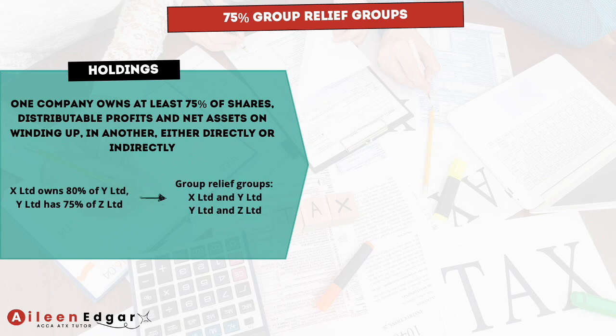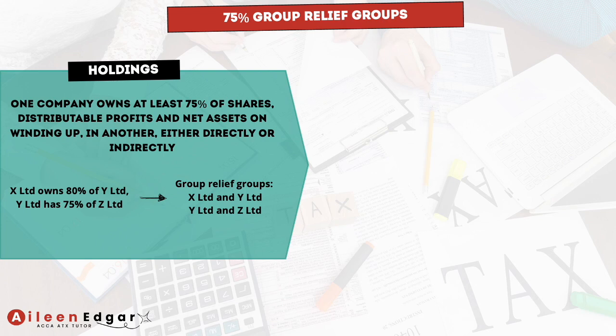For sub-subsidiaries to be in a group, the parent company must have an effective interest in that sub-subsidiary of at least 75%. So if X Limited owns 80% of Y Limited, say, and Y Limited in turn has 75% of Z Limited, then X Limited and Y Limited are in a group relief group together because there's at least a 75% relationship between them. But Z Limited is not going to be in the group with them because X Limited only owns 60% of the shares indirectly in Z Limited.